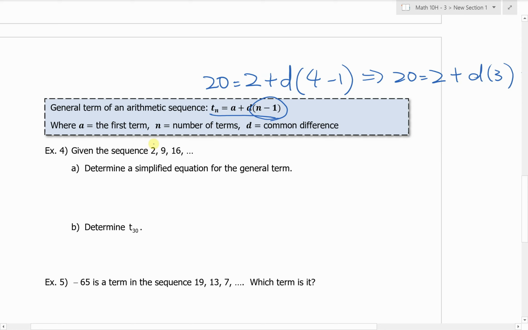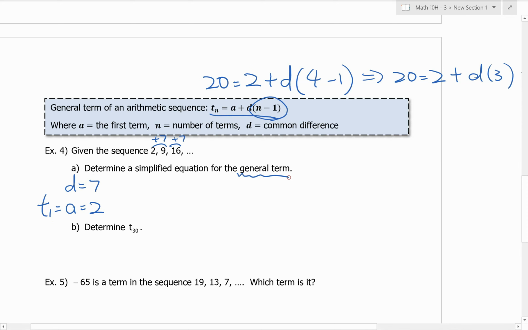Okay, so now you can see this is going up by 7, this is going up by 7, so clearly this is an arithmetic sequence, and we know that the common difference is 7. We also know that our first term, a, sometimes we call this T1, because that's the first term, or sometimes you just see a as the first term. You'll see both, but they're the same thing. So a is the first term, which is 2.